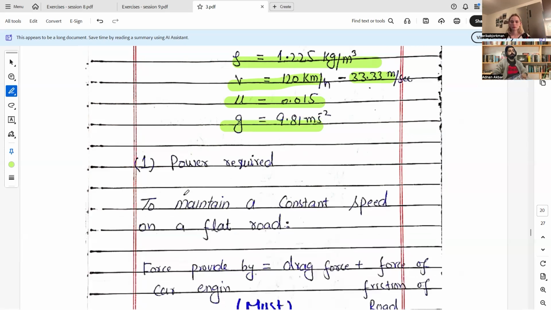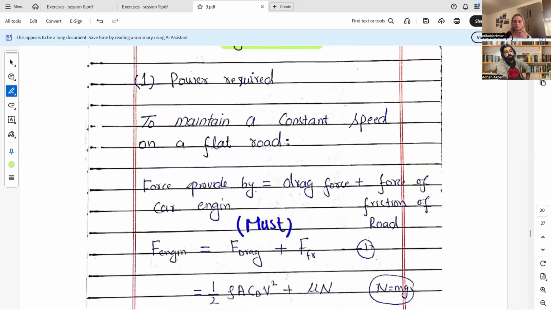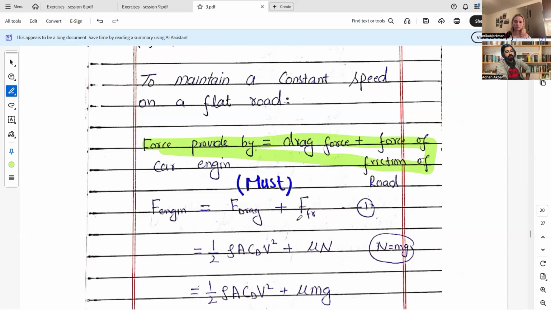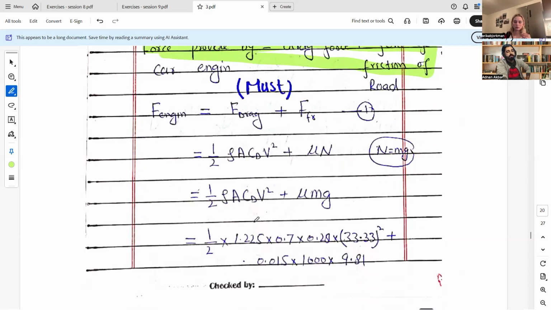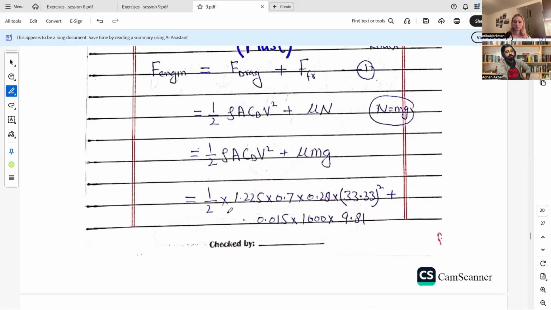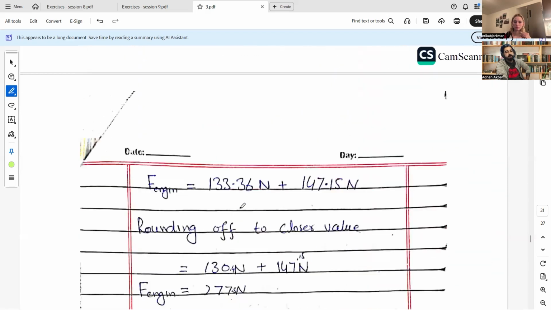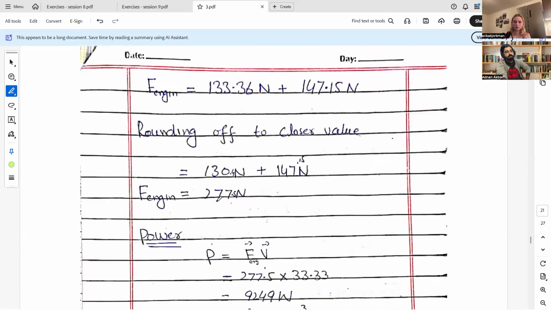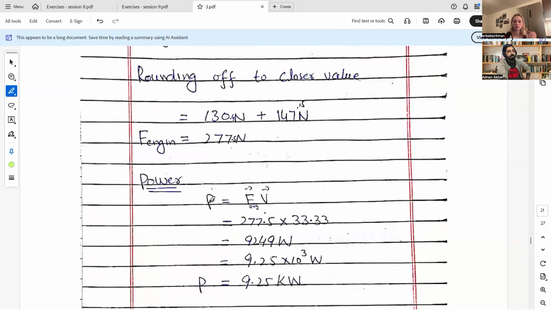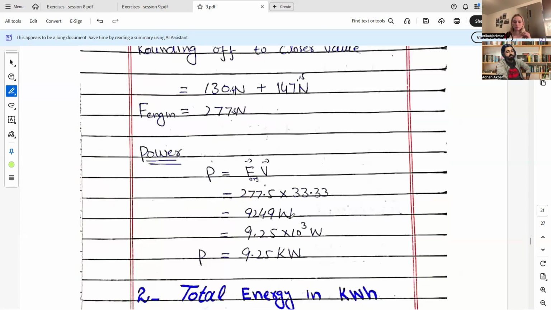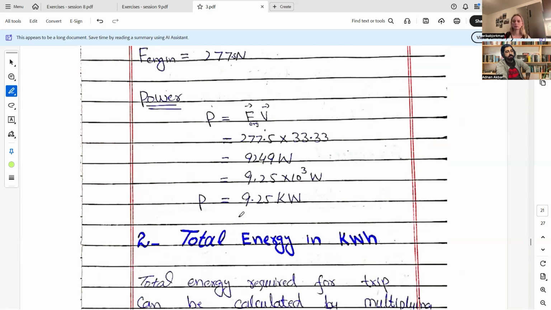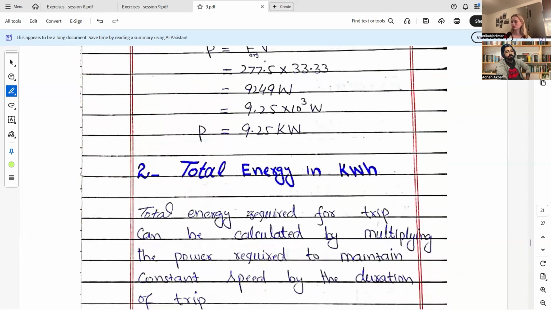What do you need to find? You need to find the required power, which is necessary to overcome the force of friction and drag force to maintain the constant speed of a vehicle. So I have converted this statement into an equation: F engine is equal to F drag plus F friction. Putting in the values and simplifying, finally we have the answer: 277.5 Newton, and putting this value, 9249 W, and simplifying, finally power is 9.25 kW.